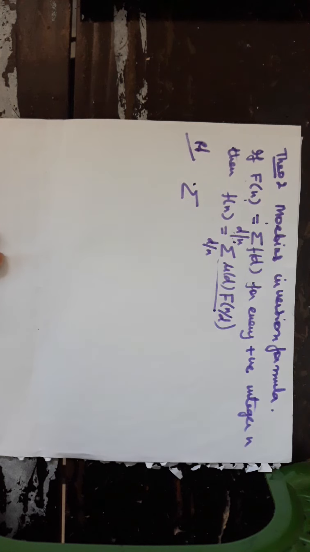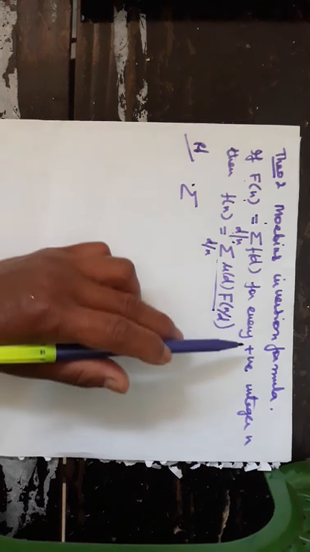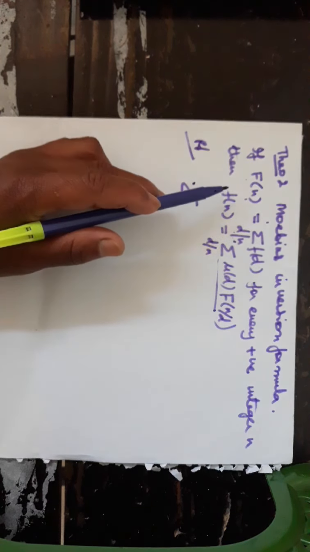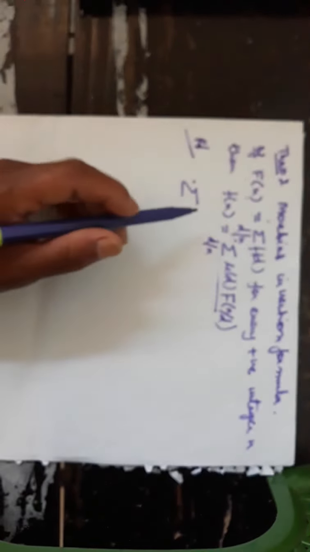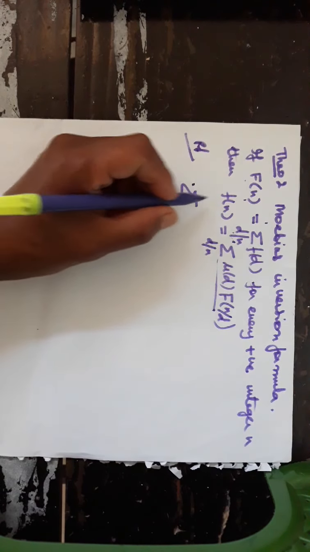Now let us discuss the Möbius inversion formula. If F(n) is called the summation of f(d) for every positive integer n, then f(n) is defined as the summation of μ(d) into F(n/d). To prove this, let us show that the right hand side is equal to f(n), small f.